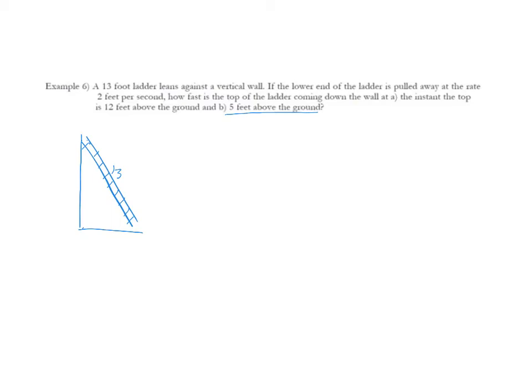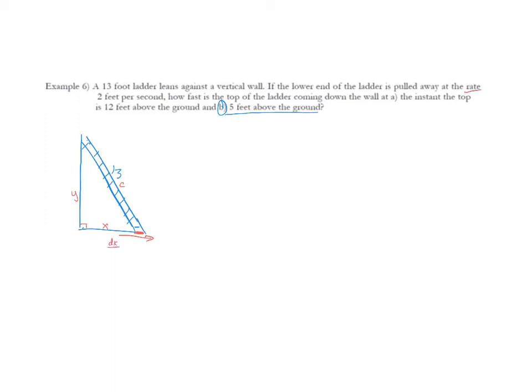Okay, so let's just extend that down. If the lower end of the ladder is being pulled away at the rate of 2 feet per second, how fast is the top of the ladder coming down the wall at 5 feet above the ground? Okay, so again, we're doing part B here. So the bottom of the ladder is being pulled away from the wall at a rate of 2 feet per second. Now, I have a right triangle going on here, so I'm going to label this x, y, and because this is a hypotenuse, I'm going to label it c. Now, again, it's a rate at which the ladder is being pulled away from the wall.